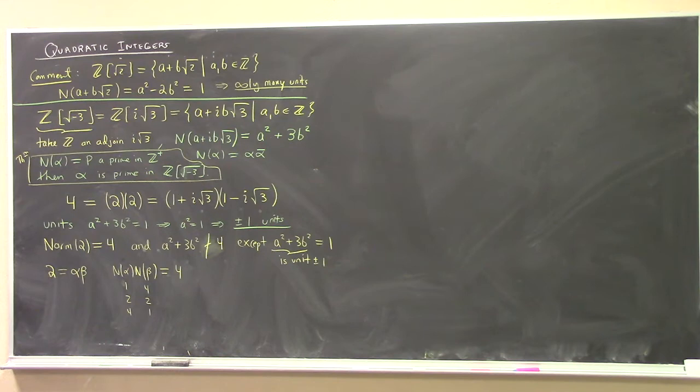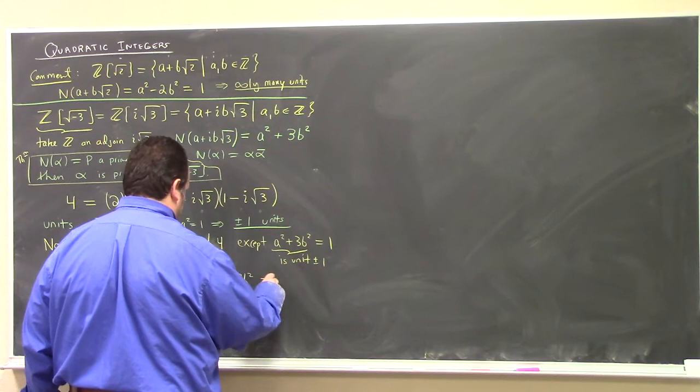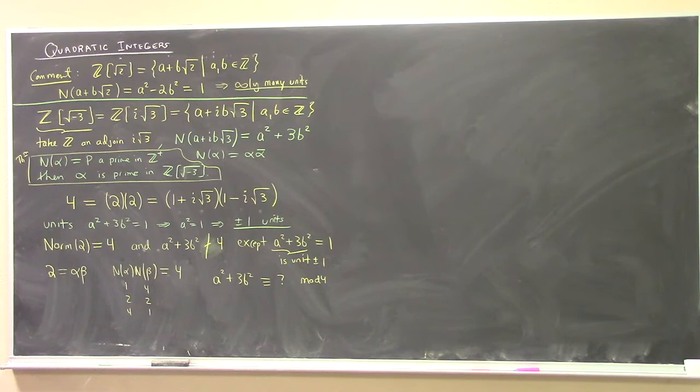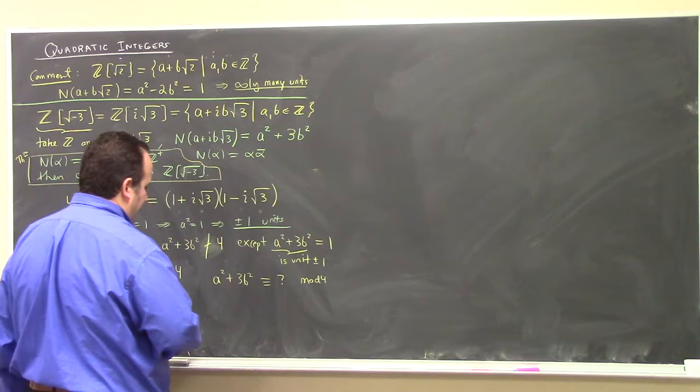How do you know a squared plus 3b squared? You'd consider it mod 4, right? So you'd actually look at this equation, a squared plus 3b squared congruent to what mod 4? And you can look at different cases, and no matter what you do, you don't get what? 2 or 3, yeah. So, we can try it out. Wait a minute. I think I get 3.